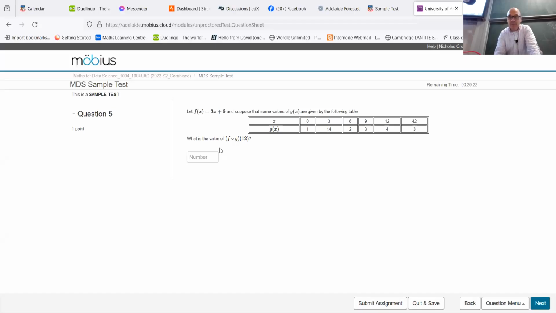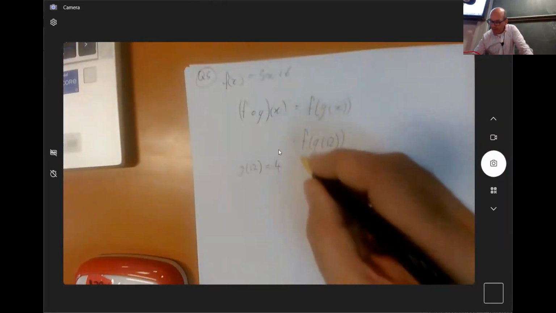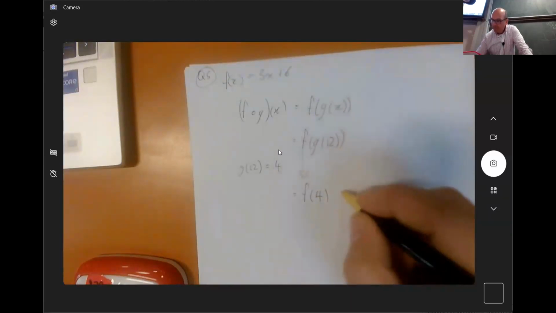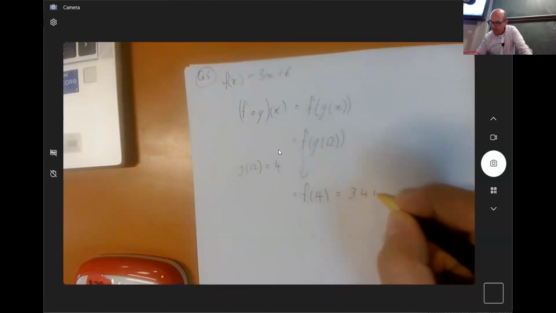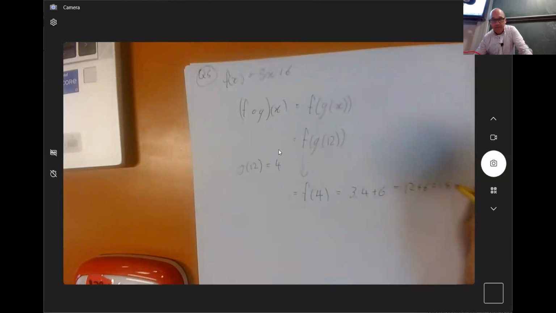We have g of 12. So g of 12 from the table is equal to 4. I'm going to put question 5 up in the top corner there, and so I'm going to go back to doing my working. All right, so I've got my g of 12 is equal to 4. And so this thing here is going to become f of 4, which is 3 times 4 plus 6. 12 plus 6 is equal to 18.